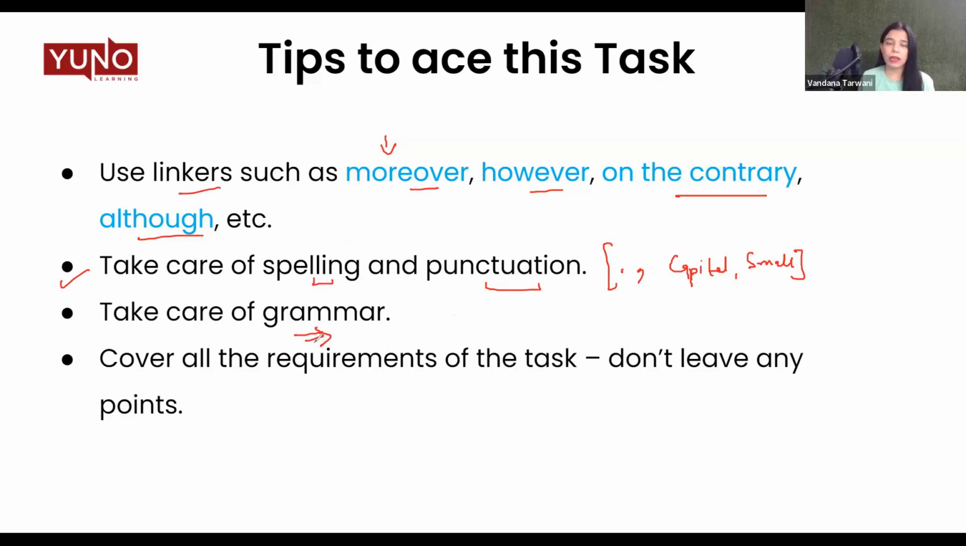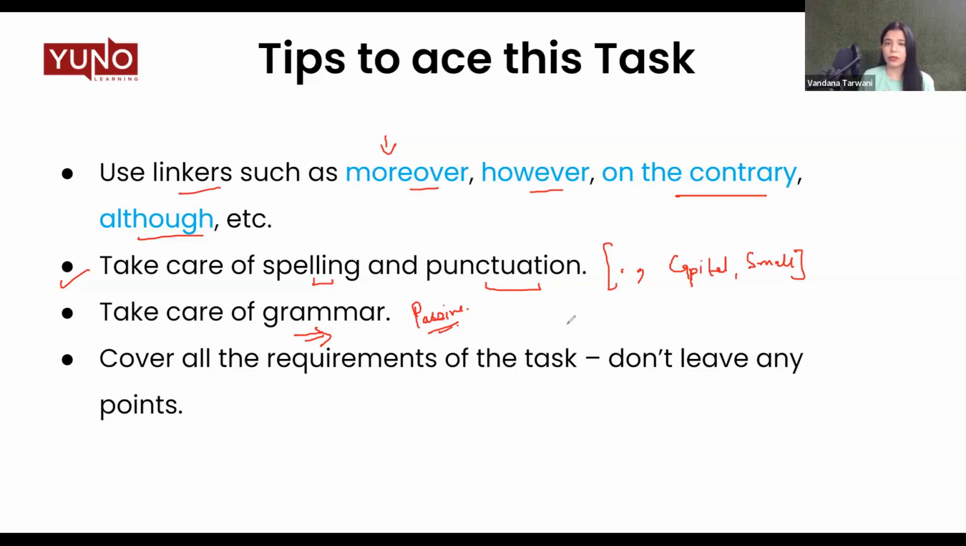Take care of grammar. Now, talking about grammar, today we discussed process. And when we write a process, when you write a report on process, like I told you earlier, we have to use simple present tense in passive voice. But what about the other charts? If you are getting a bar graph, line graph, pie chart, will you still use simple present tense in passive voice? Well, you need to be a little careful here in task 1, because the grammar varies.